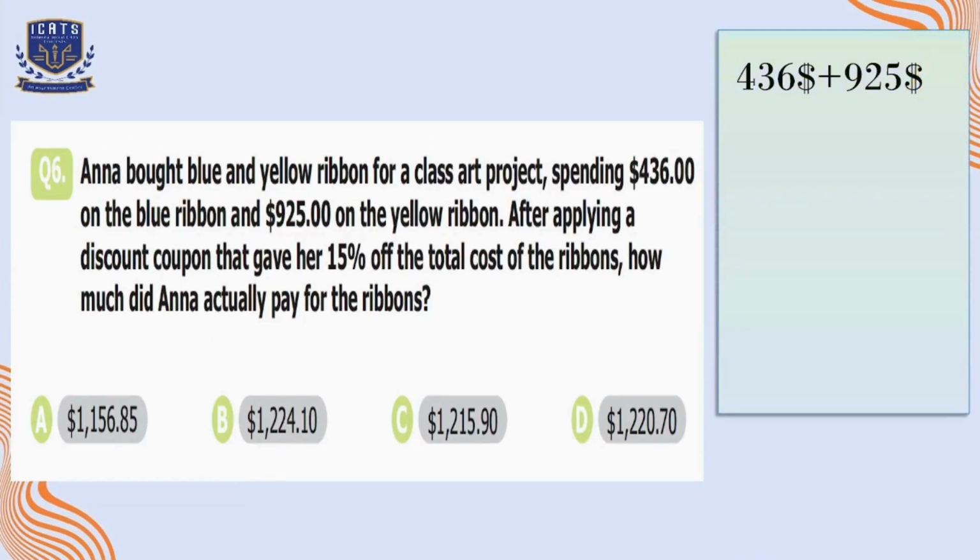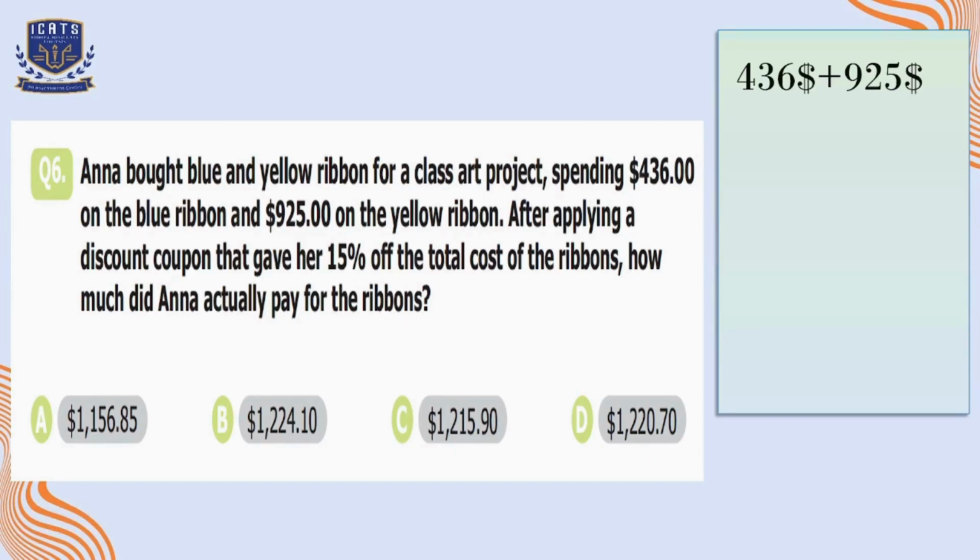Question number 6. Anna bought blue and yellow ribbon for a class art project, spending $436 on the blue ribbon and $925 on the yellow ribbon. After applying a discount coupon that gave her 15% off the total cost of the ribbons, how much did Anna actually pay for the ribbons?